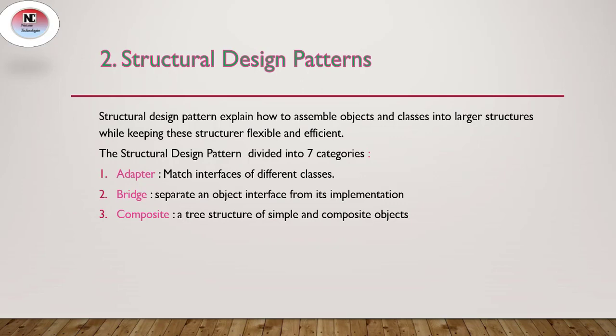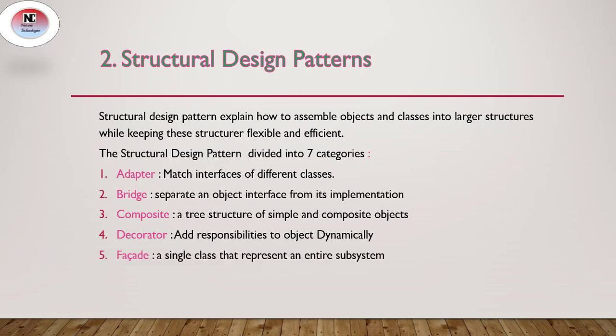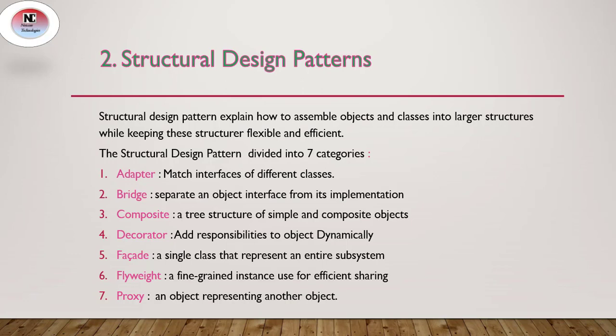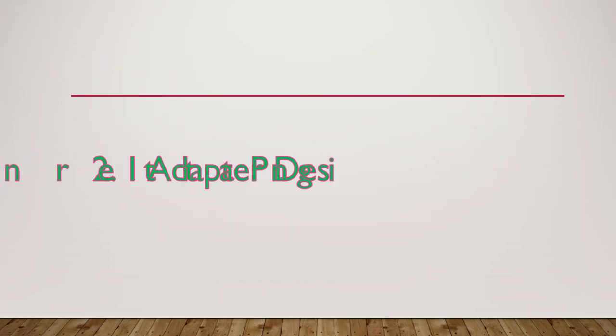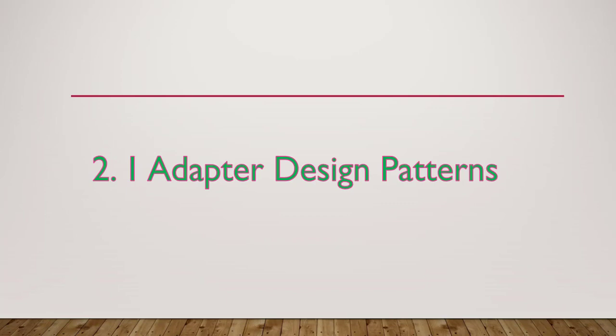Composite, a tree structure of simple and composite objects. Decorator, add responsibilities to an object dynamically. Facade, a single class that represents an entire subsystem. Flyweight, a fine-grained instance used for efficient sharing. And last is proxy, an object representing another object. We'll see all of them with examples one by one. So first we are going to start with the adapter design pattern.